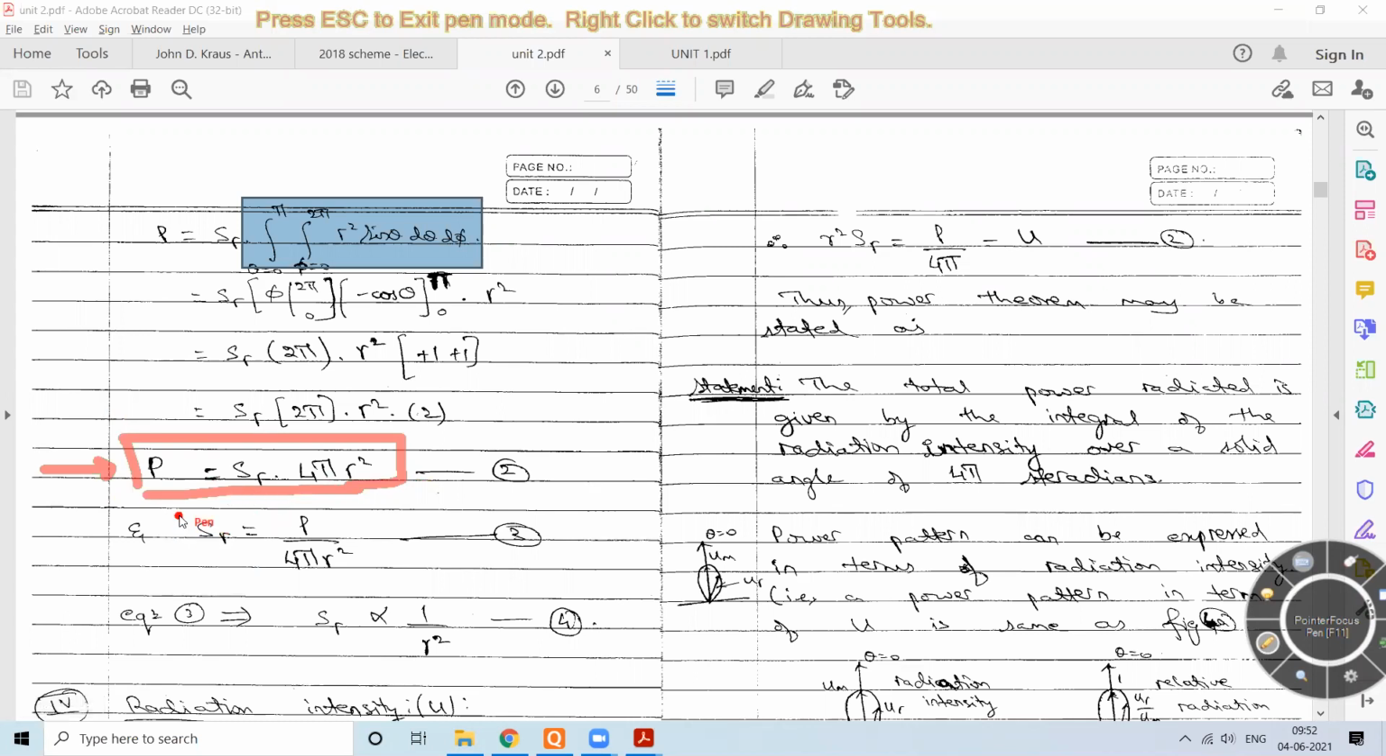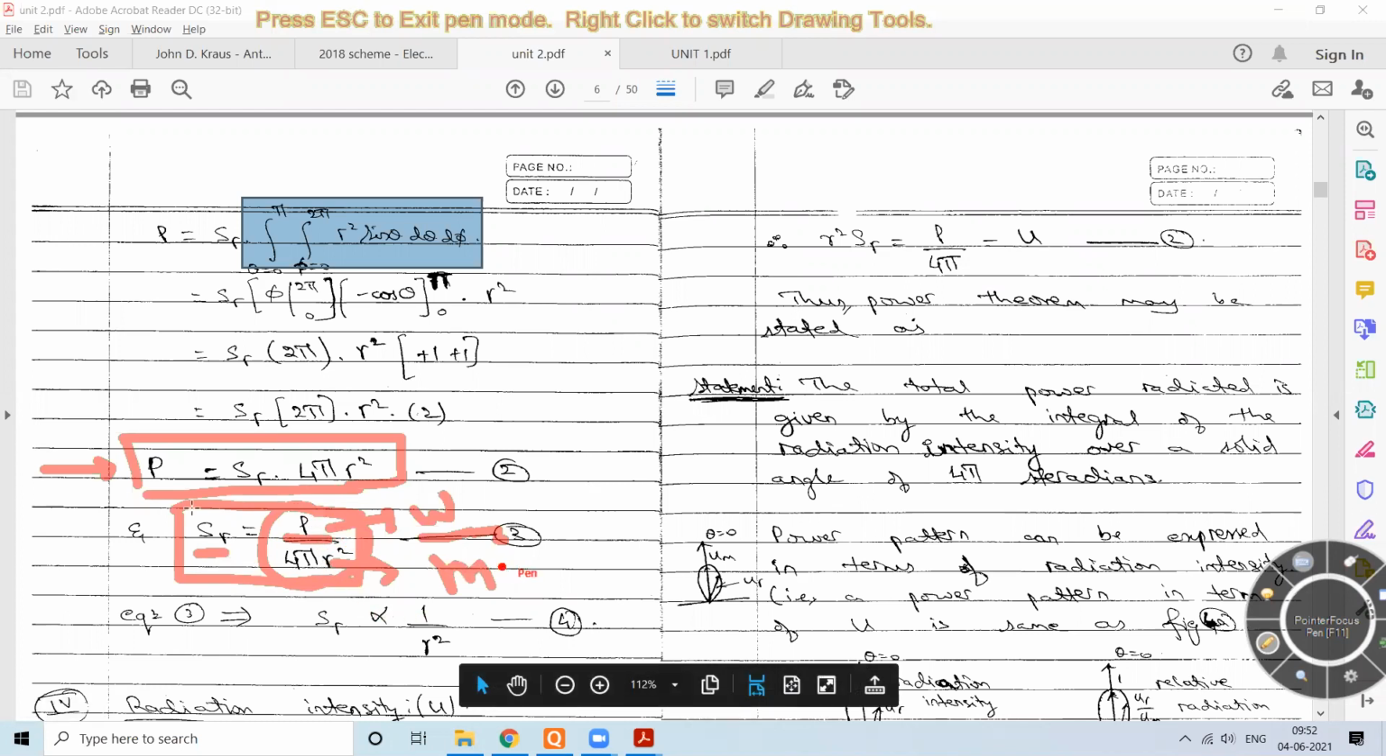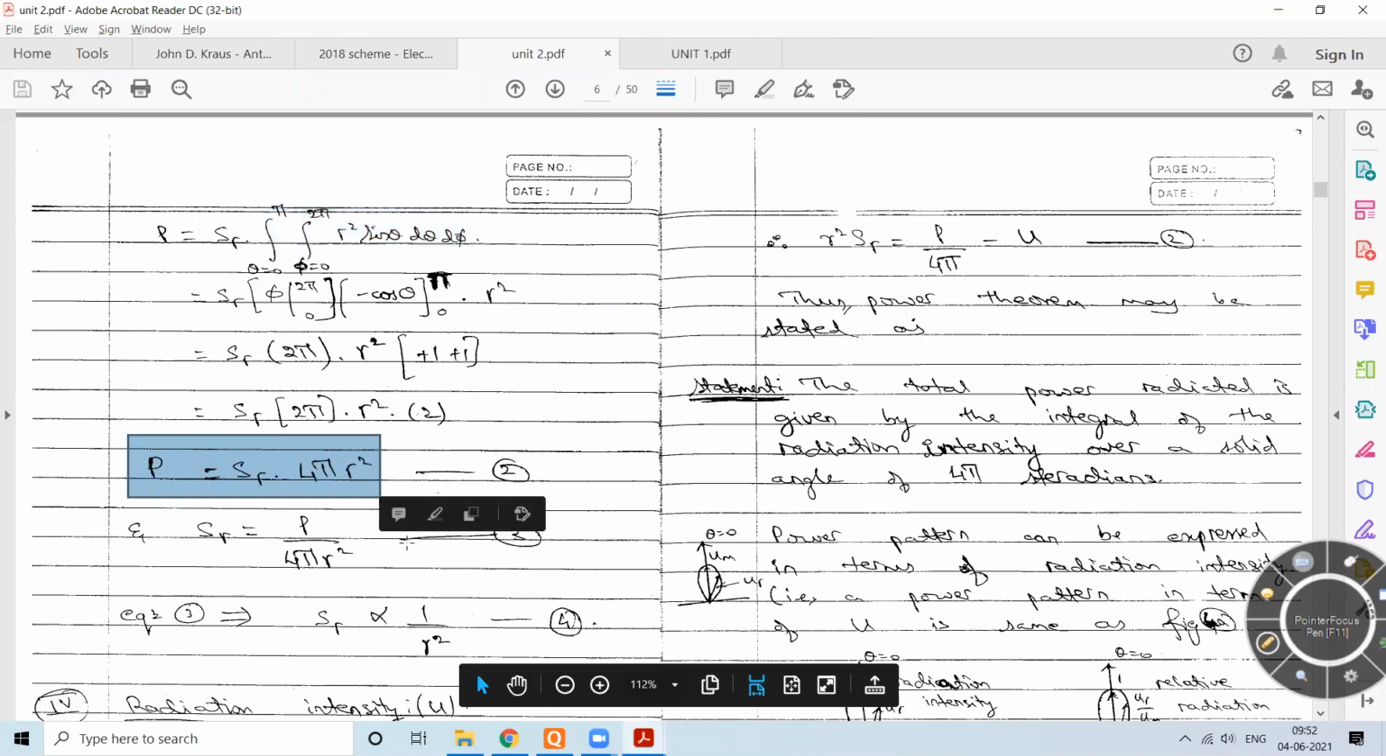Based on this, I can write the power density as P divided by 4 pi r square. If you observe, P is in watts and this is the area of the sphere. Therefore, it is watt per meter square. So the definition still holds: power density is power flow per unit area. This is the value we obtain for total power when we apply the power theorem to the isotropic antenna.